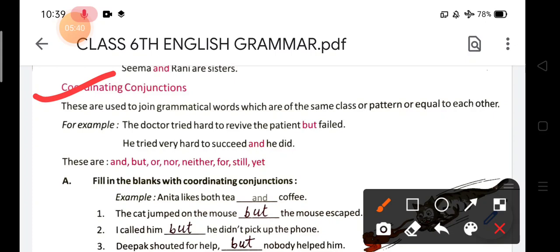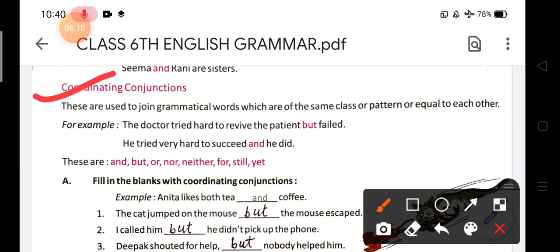So keep in mind, coordinating conjunctions are the conjunctions that are used to join grammatical words which are of the same class or pattern or equal to each other. जो क्या होते हैं? Equal होते हैं. किसके equal होते हैं? Each other, एक दूसरे के. यानी coordinating conjunctions हमेशा उन दो वर्ड्स या दो उन दो सेंटेंसेस को जोड़ता है जो इक्वल रैंक के होते हैं.